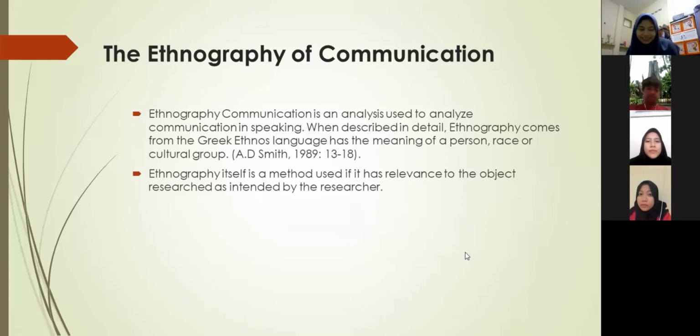When described in detail, ethnography comes from the Greek ethos, meaning a person, race, or cultural group. And ethnography itself is a method used that has relevance to the object of research as intended by the researcher.